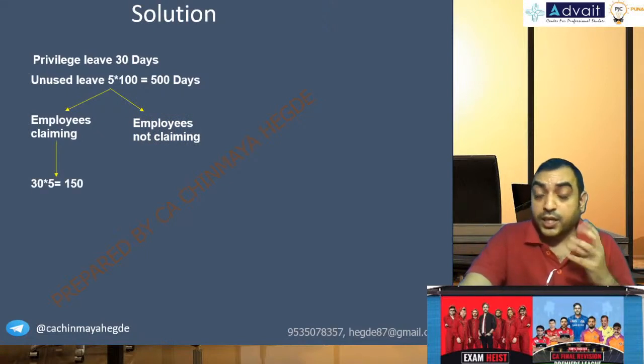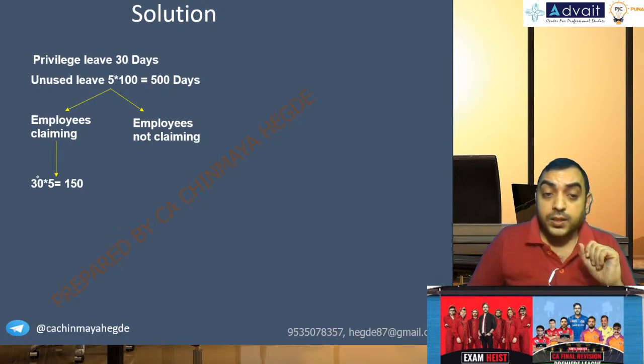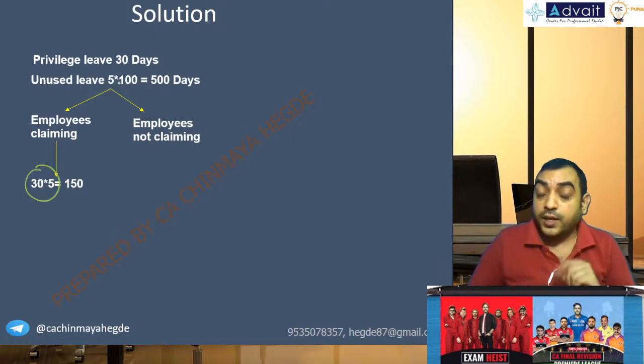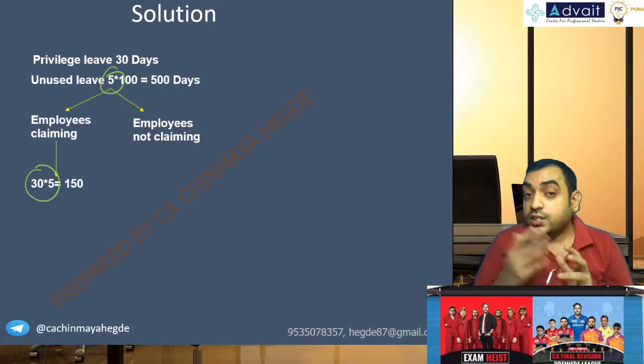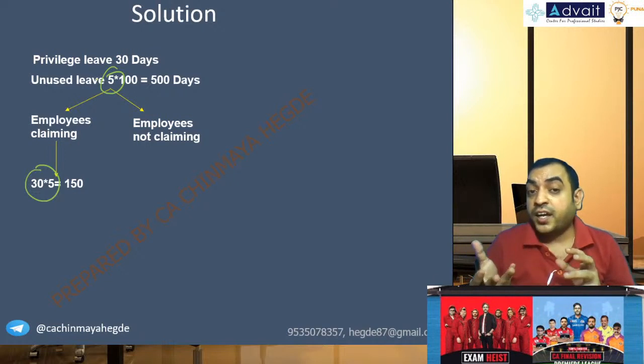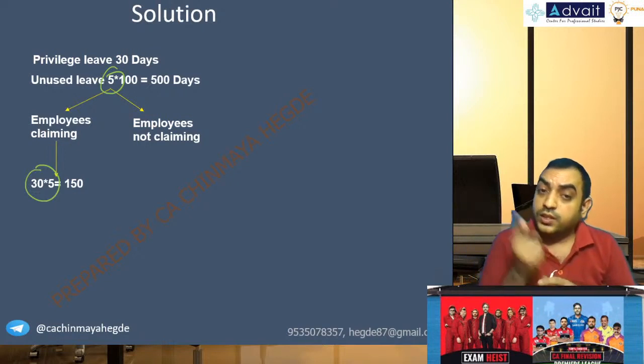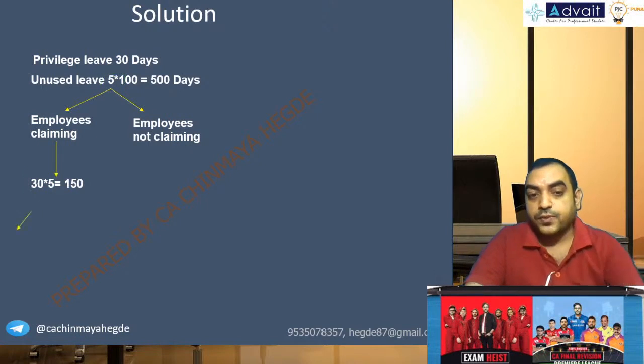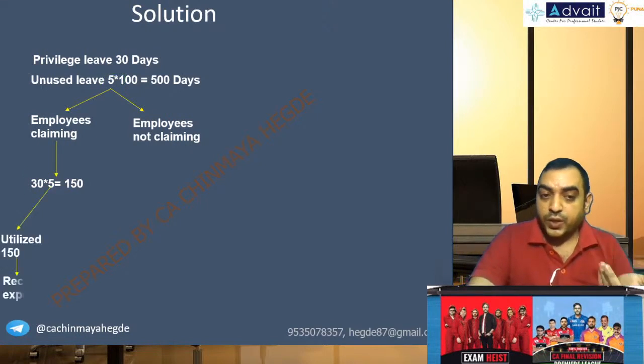Only 30 employees are claiming. How much are they claiming? Entire 5. Sometimes they might not claim the entire 5. It might be 3 or 2 also. In such case, only that much should come. And that utilized is 150.